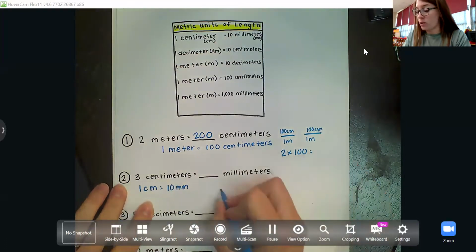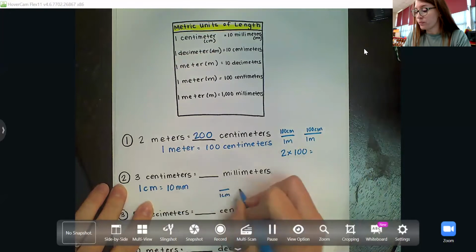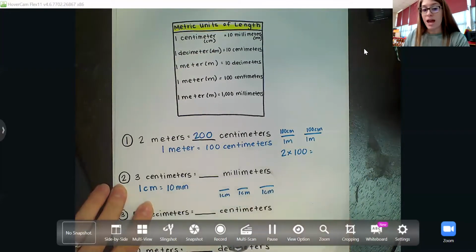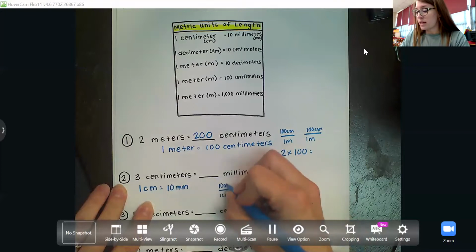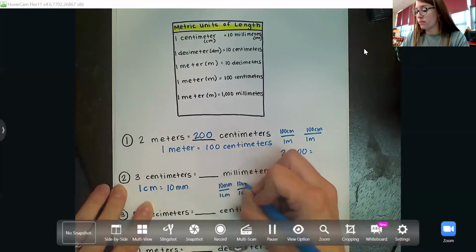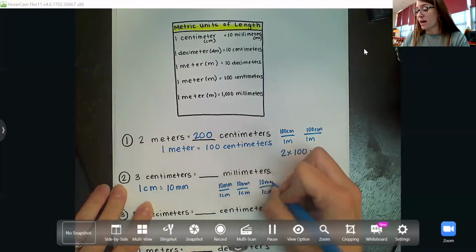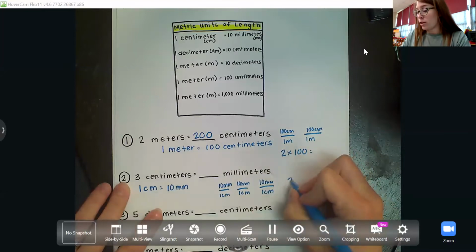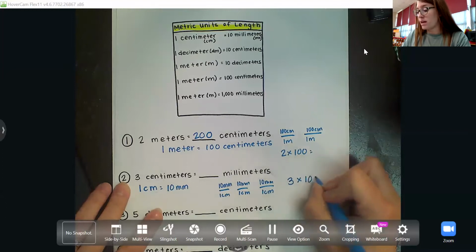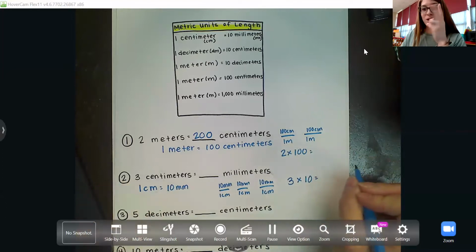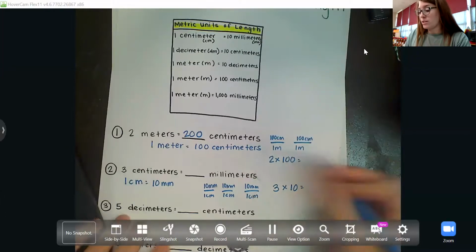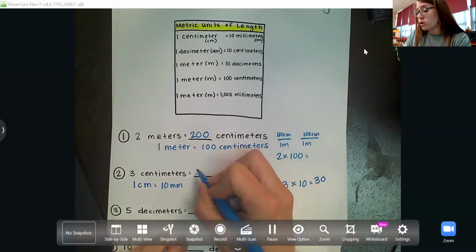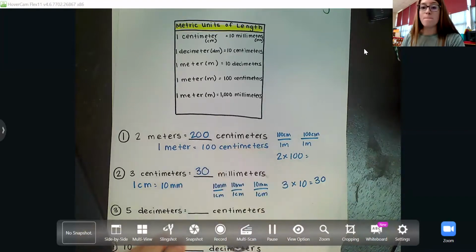So if I've got 3 of those, 1 centimeter, 2 centimeters, 3 centimeters, and each one of those has 10 millimeters, well, I can add up 10 plus 10 plus 10, or I can just say 3 times 10, which equals 10, 20, 30. So 3 centimeters is equivalent to 30 millimeters.